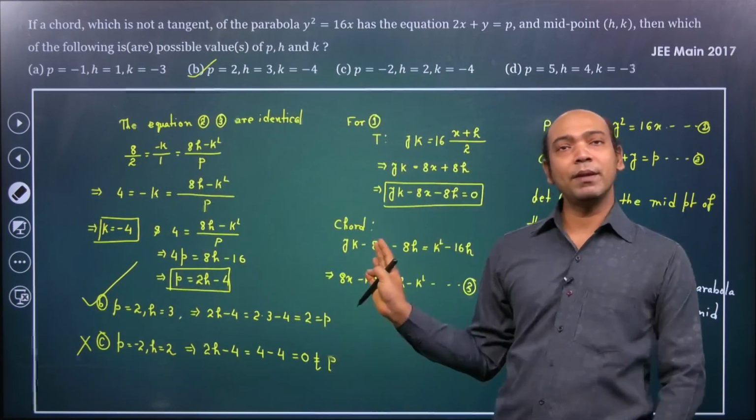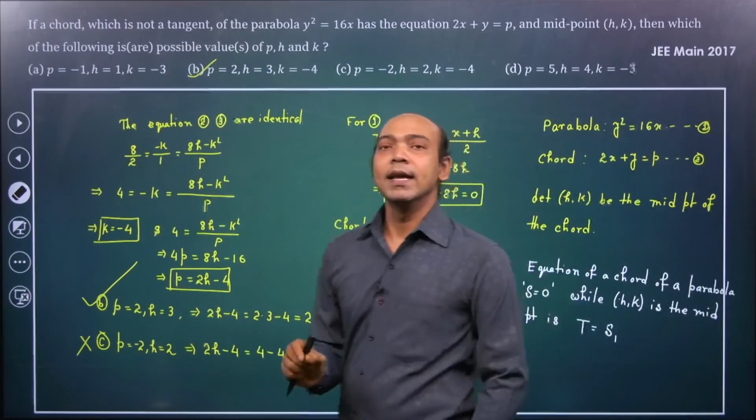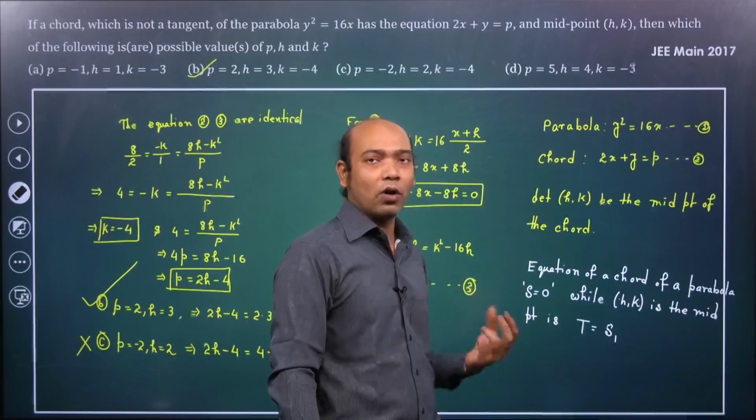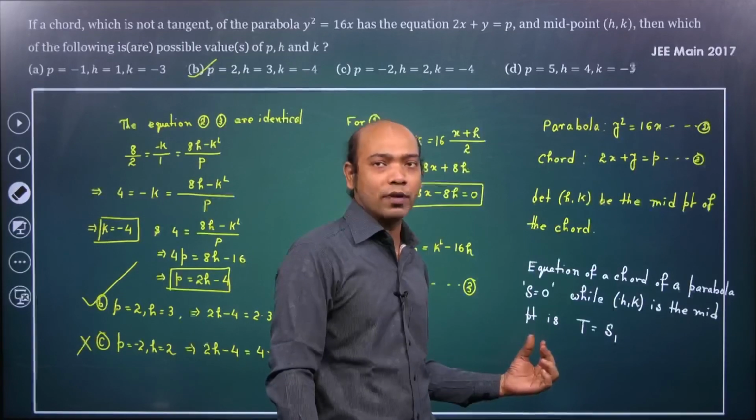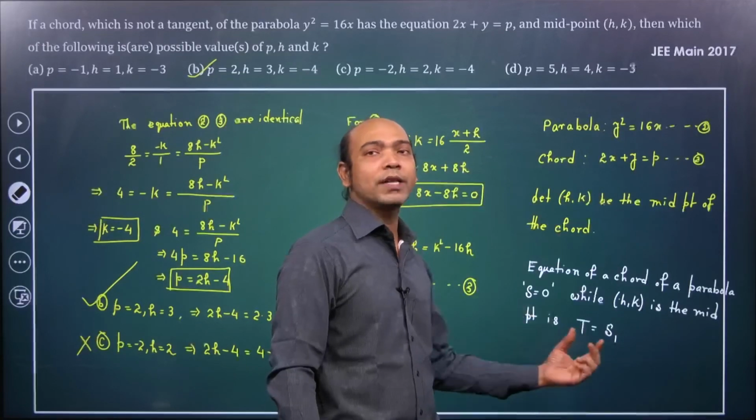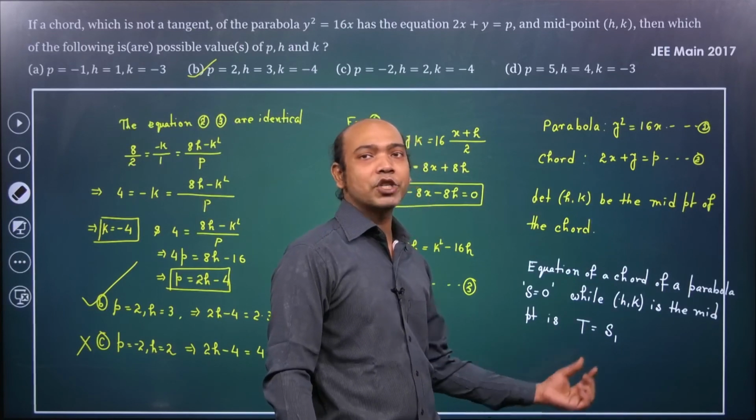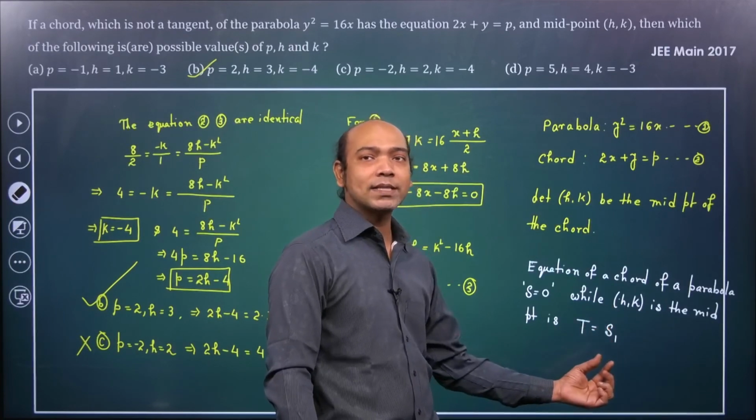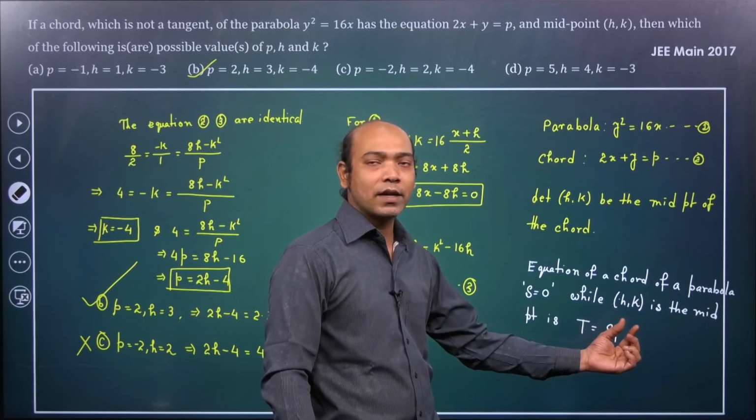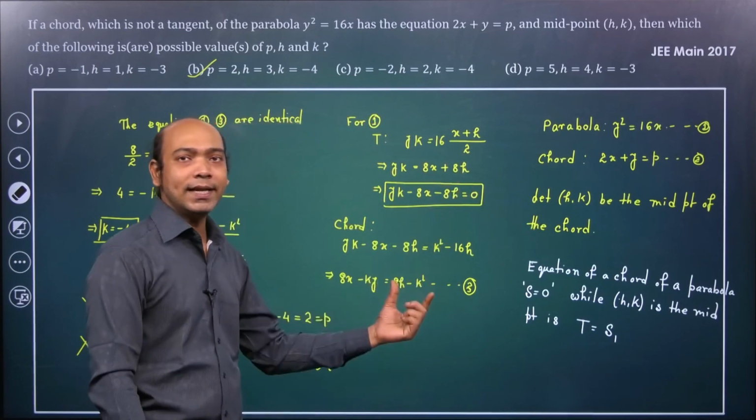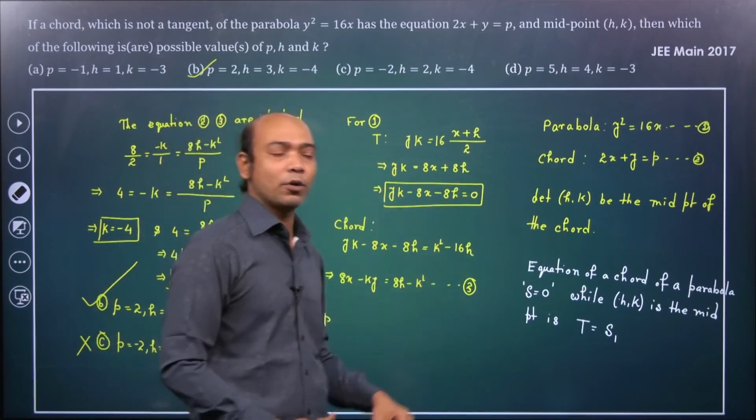So it's a very simple problem. We only have to understand the relation we wrote here: if (h, k) is the midpoint of a chord of any curve, then the chord equation can be written as T equal to S1. T means the tangent-kind of equation at the point (h, k), and S1 is obtained by substituting (h, k) in the given equation. That's why we calculate T and get the equation of the chord, and the problem is done.